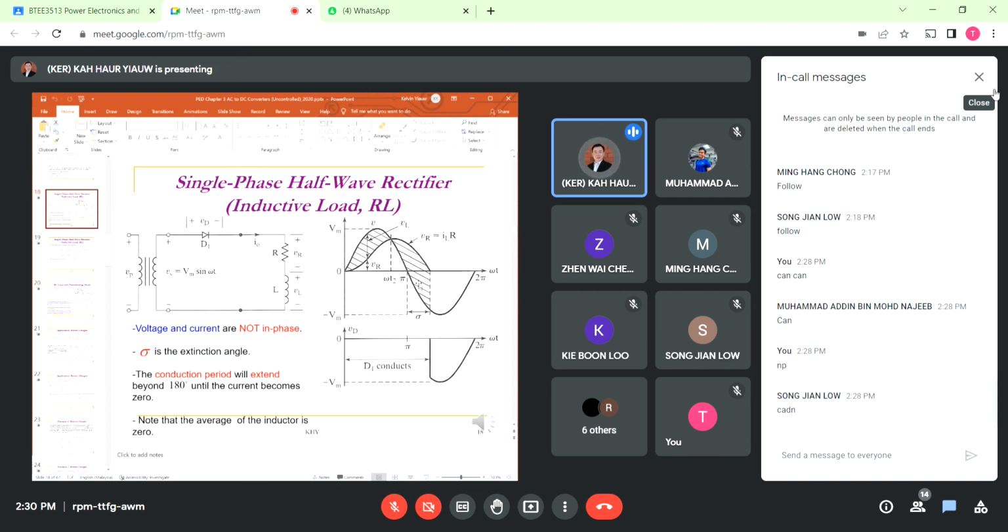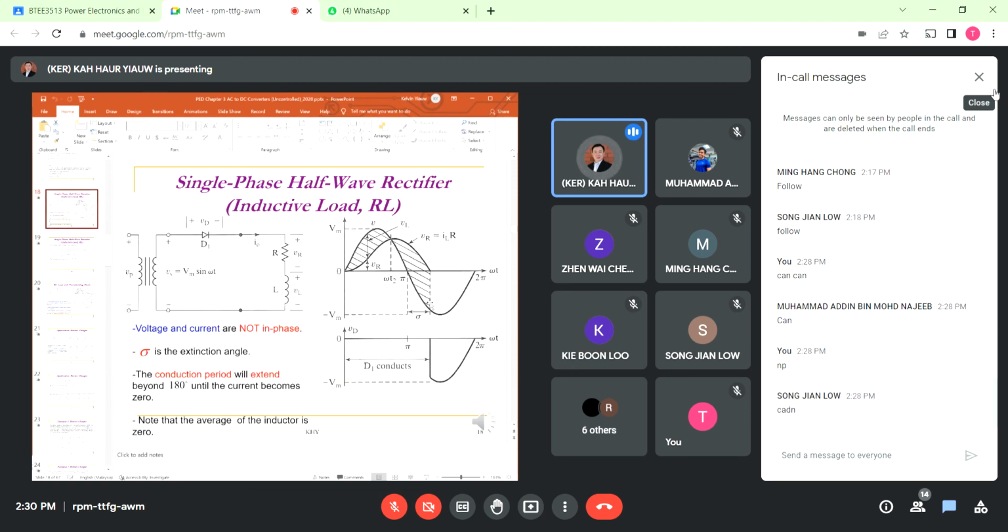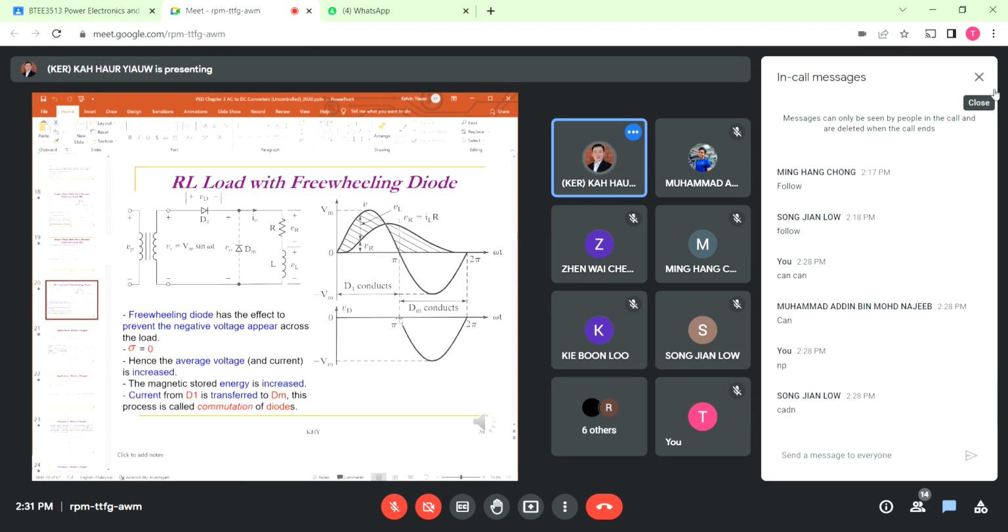You create a negative voltage that goes down like this, and because of this negative voltage, the waveform gets trimmed. But this one no. So it will be like this, and hence if we add a diode here, this diode is what we call the freewheeling diode.